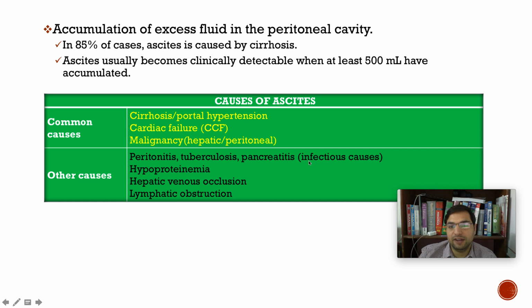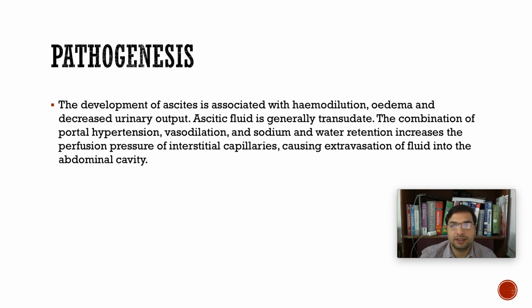Apart from them, there could be infectious causes, like direct infection of the peritoneum. If there is infection of the peritoneum, it can also lead to ascites: peritonitis, tuberculosis of the abdomen, pancreatitis, right? Then hypoproteinemias, when the albumin and other proteins in the blood are low. For example, in malnourishment or in chronic liver diseases, when the liver is not producing enough albumin, the person could have ascites. Then hepatic venous occlusion: if the hepatic vein is obstructed, for example in Budd-Chiari syndrome, that can also lead to ascites. Lymphatic obstructions can definitely lead to ascites and other edemas, right?